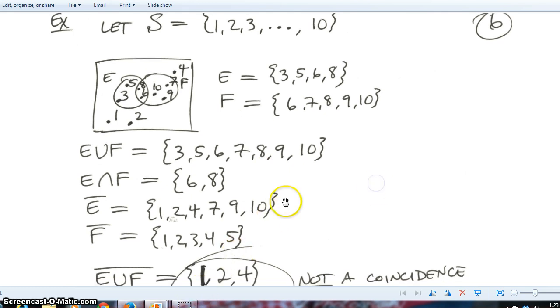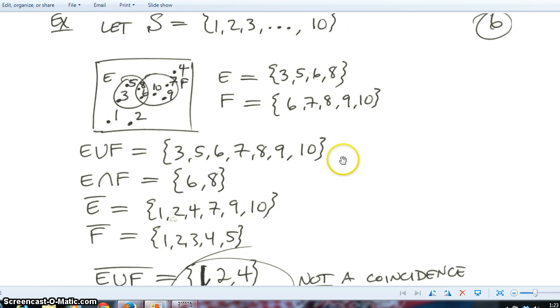And the complements. For the complement of E, probably the simplest way is just to look at the outcomes that are listed in E, and it's everything that's not there. So 1, 2, what are we missing? 4, 7, 9, and 10. And for F complement, well, 1 through 5. 1, 2, 3, 4, 5.